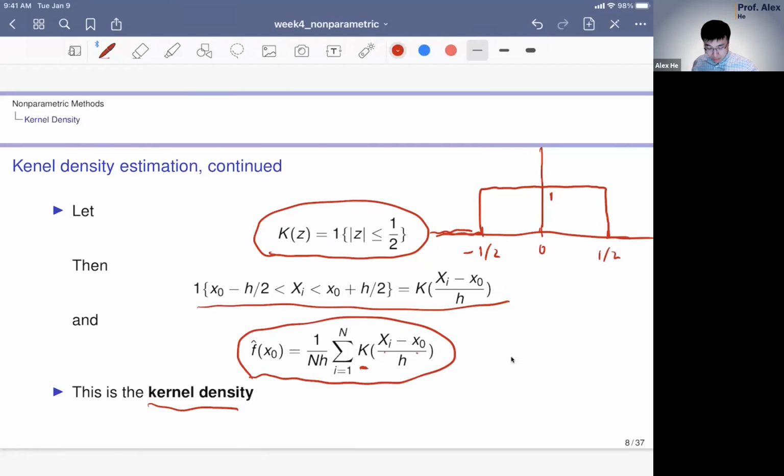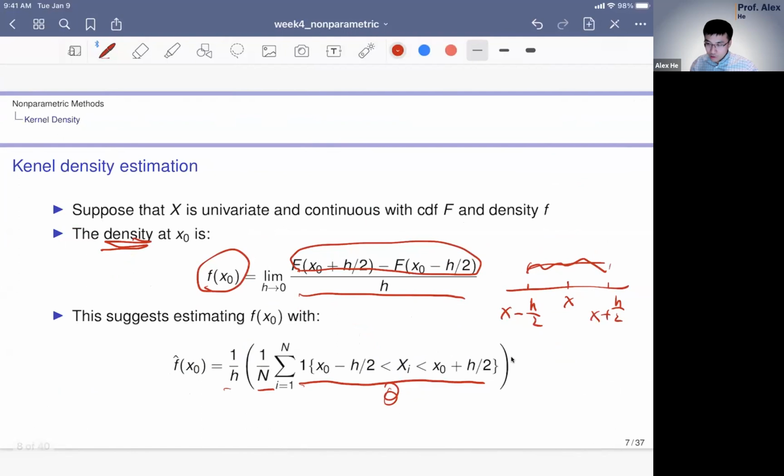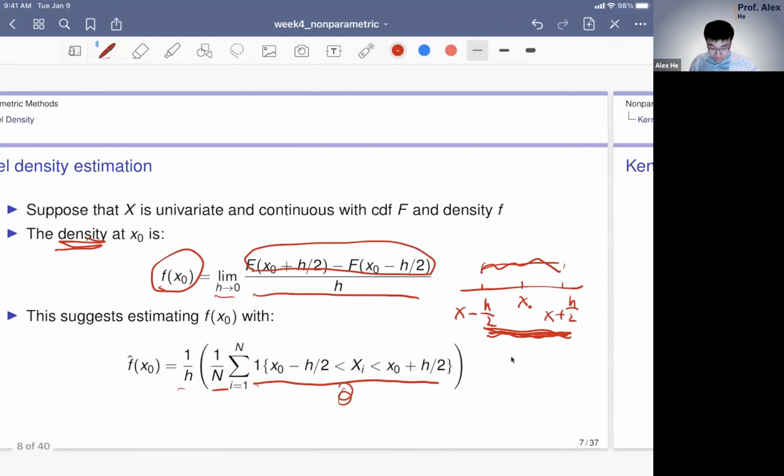Now let me explain the intuition. So what is h again? H is what we call the bandwidth. It's the region you're looking at. You can either look at a bigger region around that x, or a smaller region around that x. And the density definition is when h goes to zero, so in general, you want a pretty small h. We'll get back to that later.